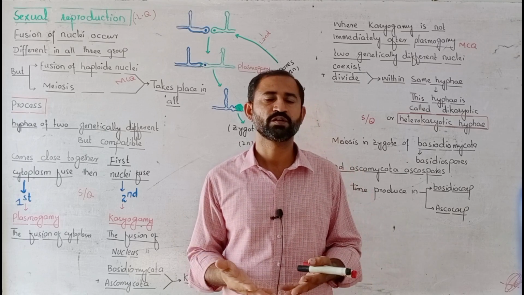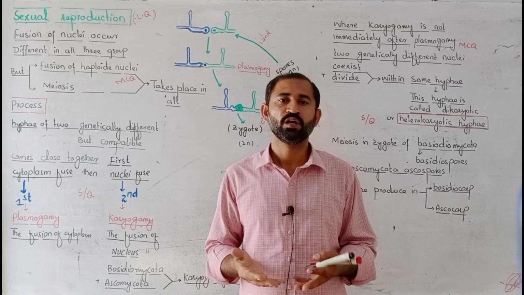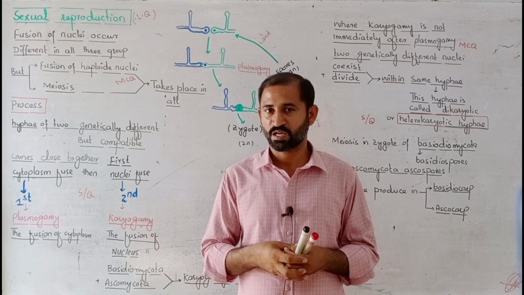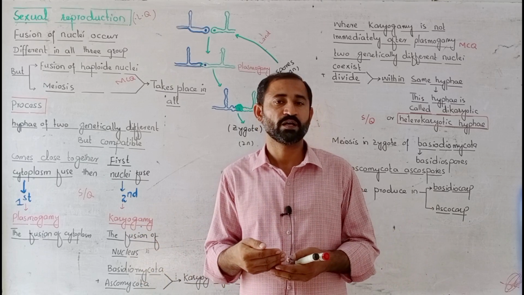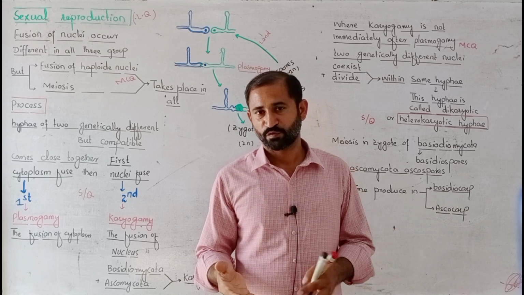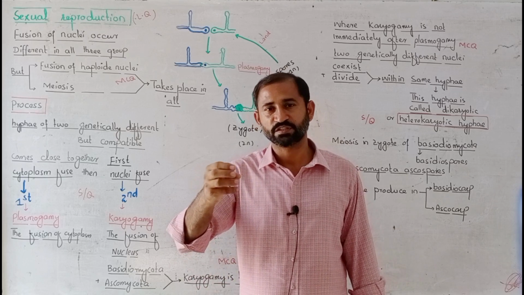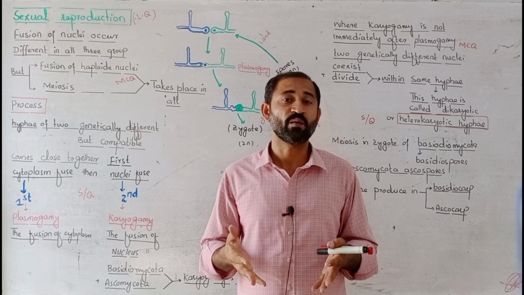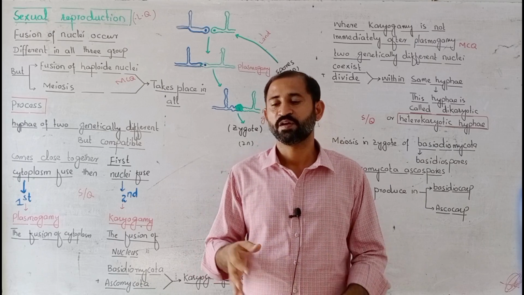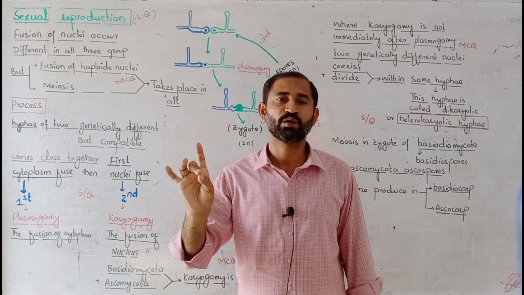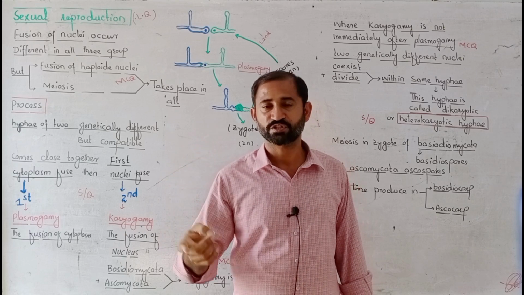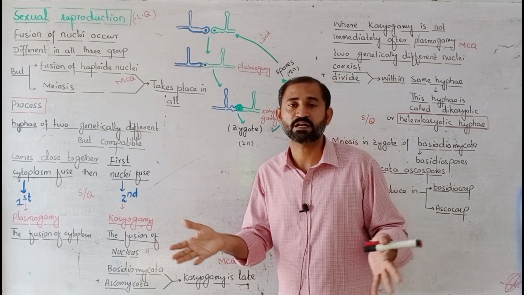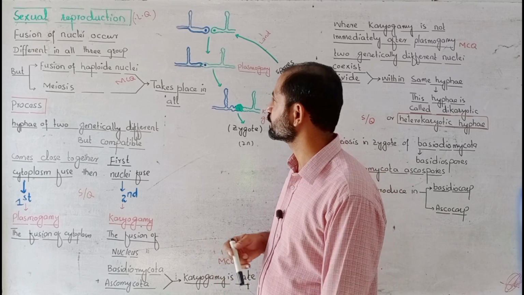There is a slight variation in the reproduction methods among them, but the thing that is common in all 3 groups is that there is a fusion of nuclei, followed by the process of meiosis, in which spores are formed. So the process of sexual reproduction is somewhat different in all 3 groups, but the common things are, number 1, a fusion of nuclei, and number 2, the formation of spores by the process of meiosis.